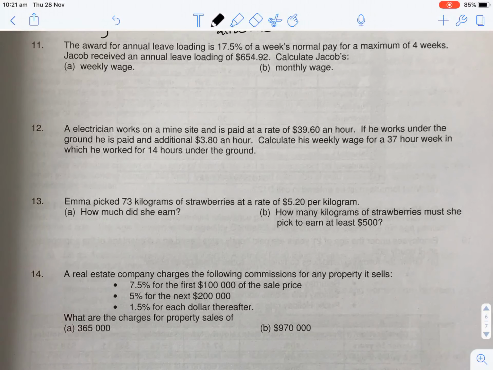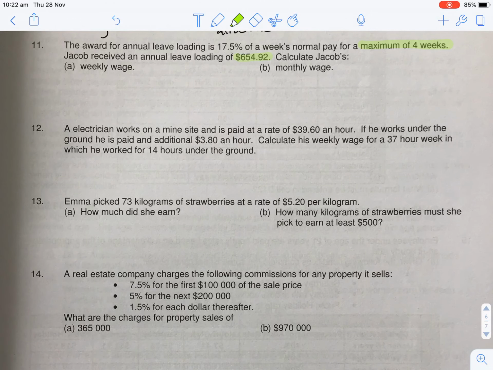So the first thing to understand is the $654 is just his loading, so it's the extra money that he's receiving. It's not his full normal pay, or his full pay that he's going to receive. The maximum of 4 weeks is important. In this question it's sort of irrelevant, but for other questions sometimes the holiday itself might be longer than 4 weeks, but you're only entitled to that loading for 4 of the weeks that you take.